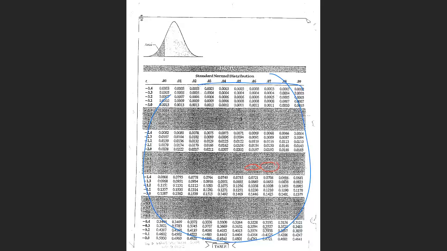And I notice that those are both in the row for negative 1.6. I'm having trouble with my pen. And it's in those two columns. So I'm going to write those down.